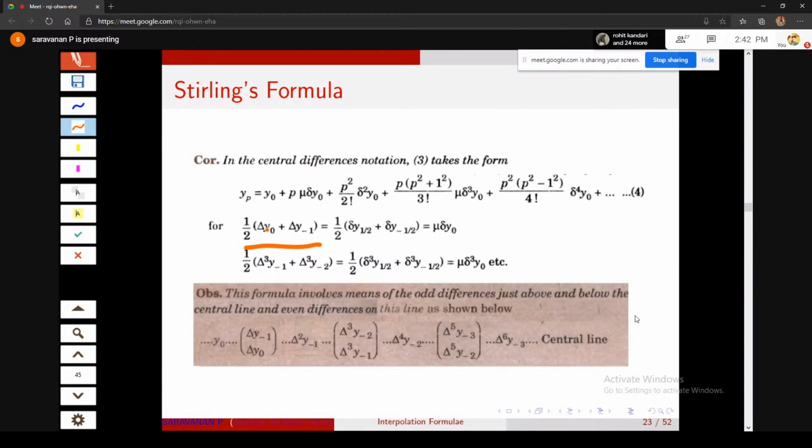What is the actual formula of delta y0? Sir, y1 minus y0. Good, y1 minus y0. The same value we can denote using small delta, taking the average of 1 by 2. So in place of delta y0, we can write small delta y 1 by 2.